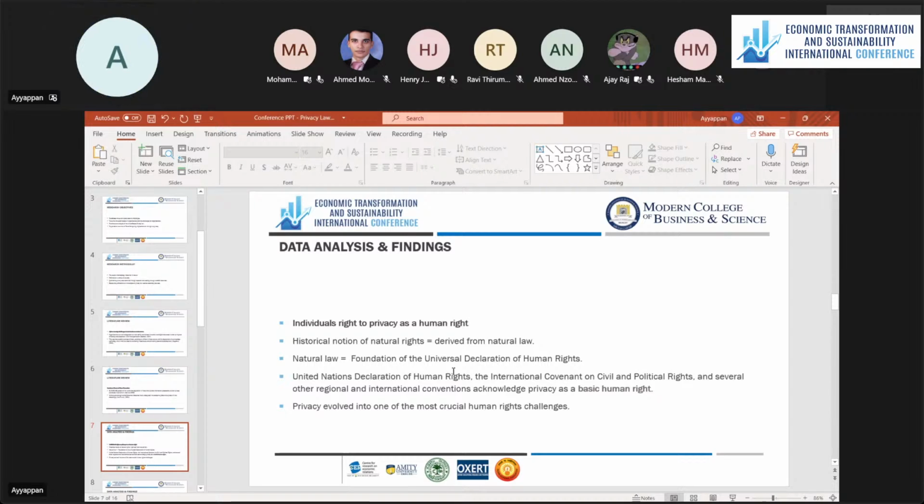As we all know, the individual right to privacy is considered a human right. Human rights are the fundamental protection that humans ought to have against the state and other public authorities simply because they are members of the community of life, regardless of various factors. The historical notion of natural rights has been derived from natural law, which is the foundation of the Universal Declaration of Human Rights, the UDHR. Nevertheless, the United Nations Declaration of Human Rights, the International Covenant on Civil and Political Rights, and several other regional international conventions acknowledge privacy as a basic human right. And privacy evolved into one of the most crucial human rights challenges.